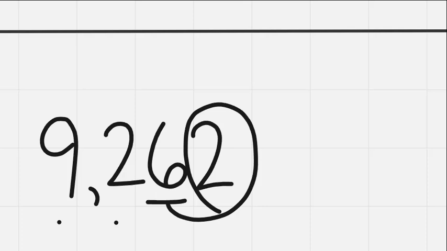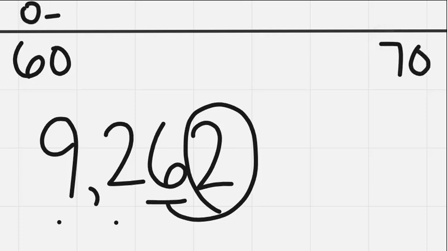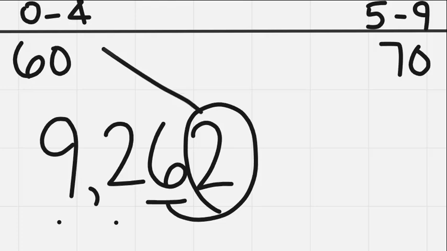We will underline the 6 because it's in the tens place value. The 2 behind it will tell 62 how to round, and we can ignore the 9 for 9,000 and the 2 for 200. Which two tens is 62 between? 62 is between 60 and 70. Remember, 0 to 4 rounds down, 5 to 9 rounds up, 2 tells us we're going to be going down to 60.